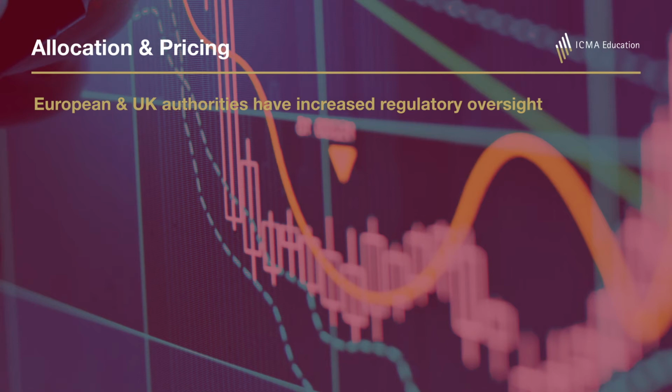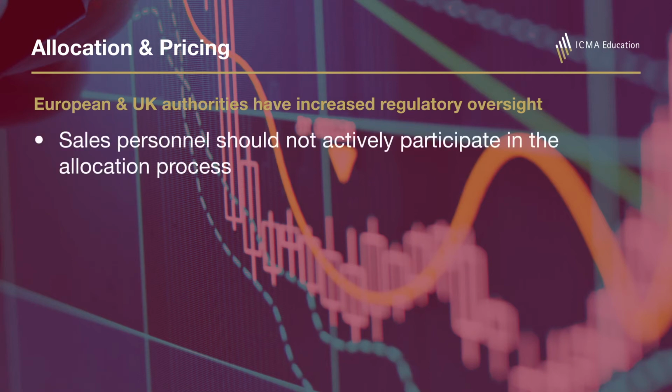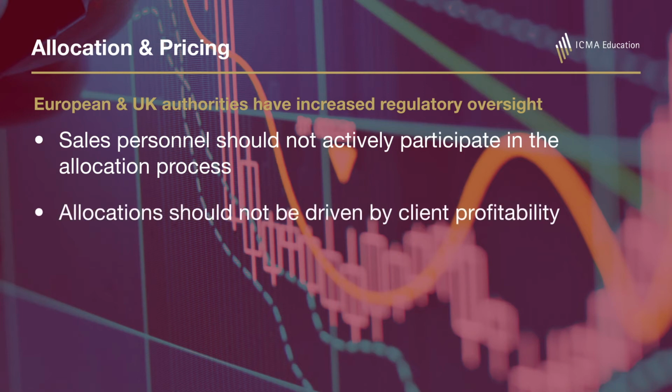So in terms of the process, the salesperson should not actively participate in the allocation process. They can give colour to the bond syndicate desk, for example, around what the investors are thinking, what their previous participation has been, but they shouldn't give suggested allocations to the bond syndicate team. And again, allocations should not be driven by the client profitability, but they should be looked at in accordance with the merits of the deal that is being allocated.